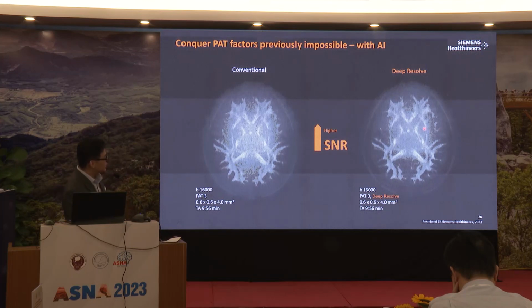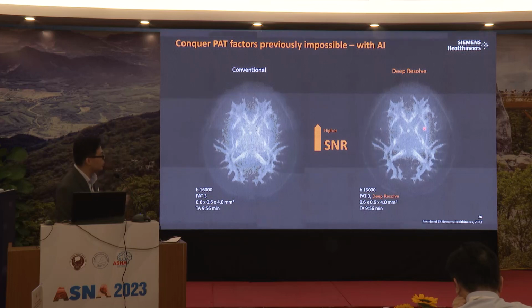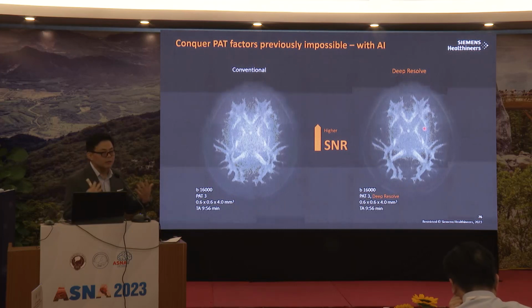In the comparison on the slides, you can see the image on the left with B-value 1600. Scan time is close to 10 minutes. The image looks a bit noisy, but if we apply the deep learning reconstruction or Deep Resolve algorithm, you can see the SNR is improved quite a bit. So this is something to think about. AI is able to help us advance in the neuro research field.